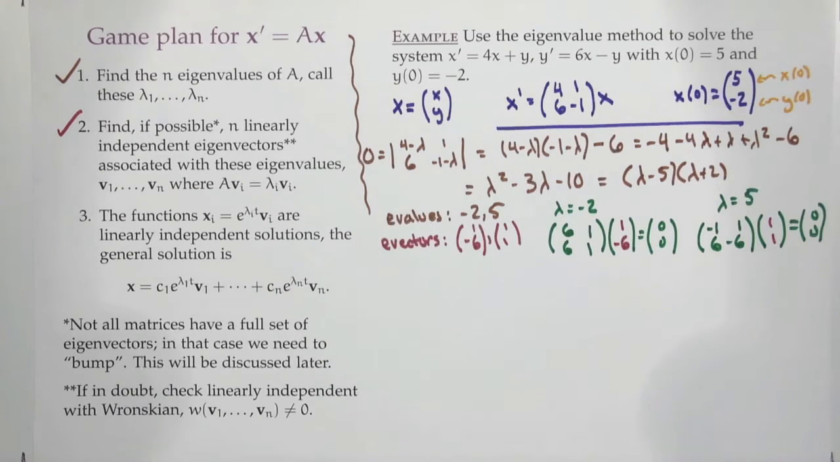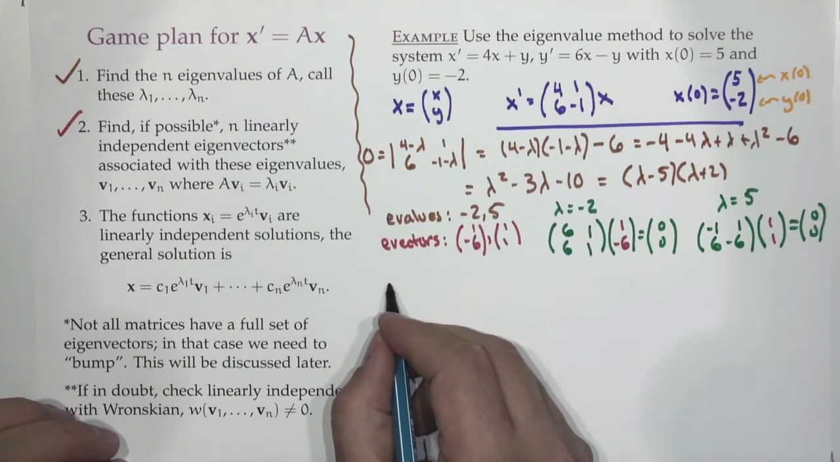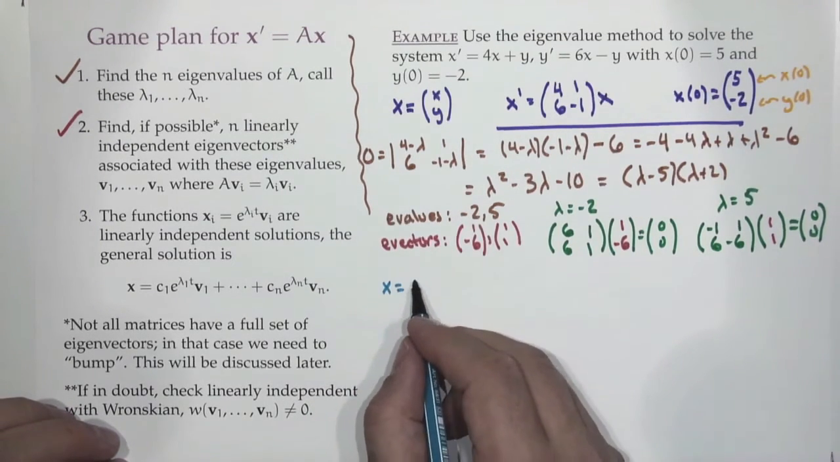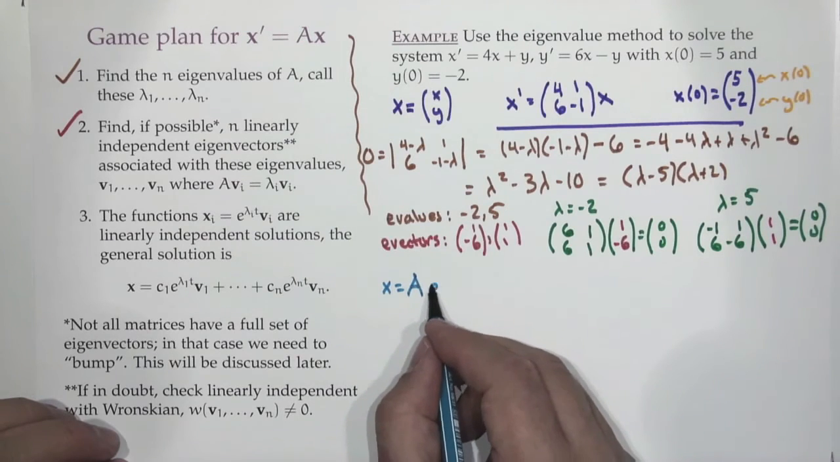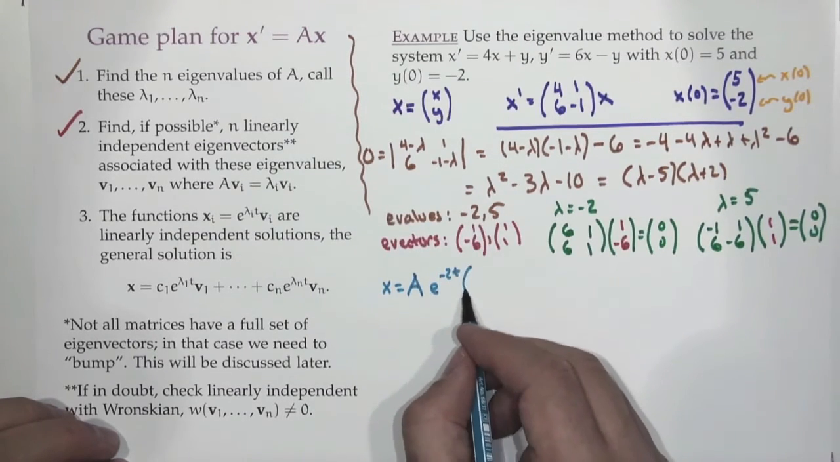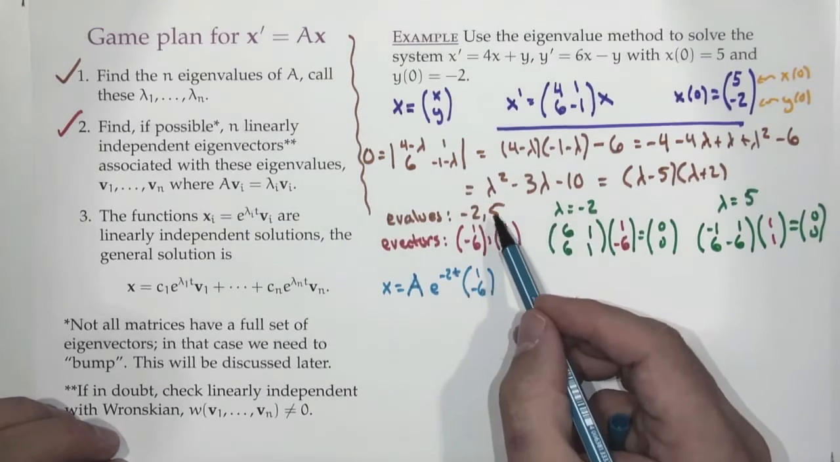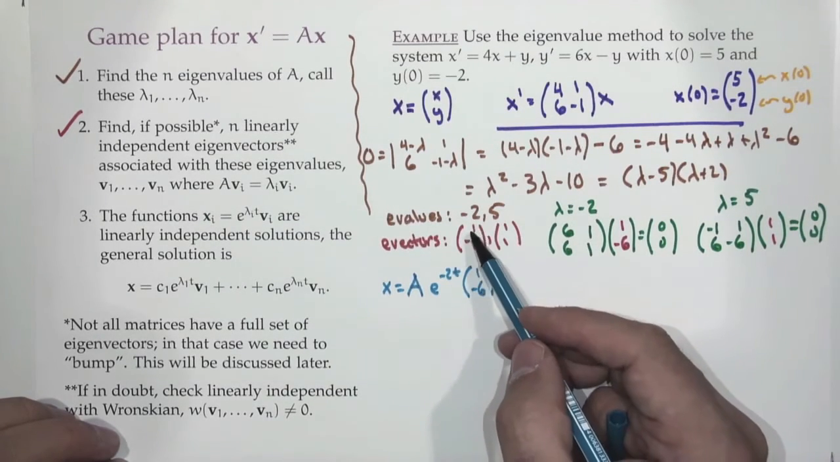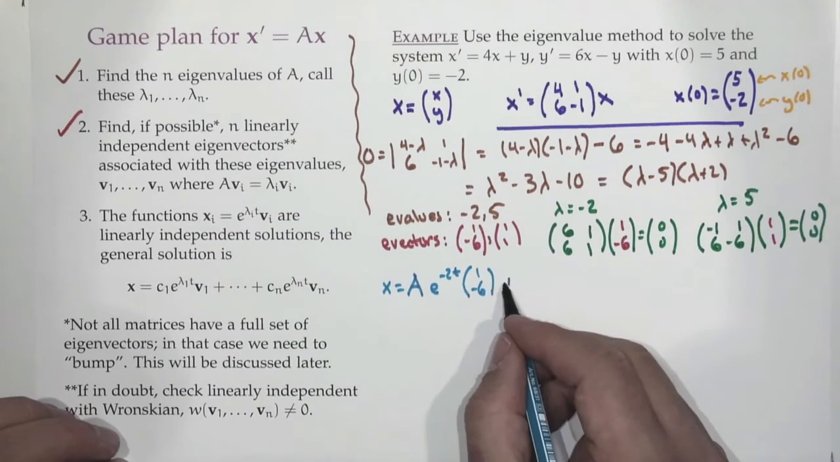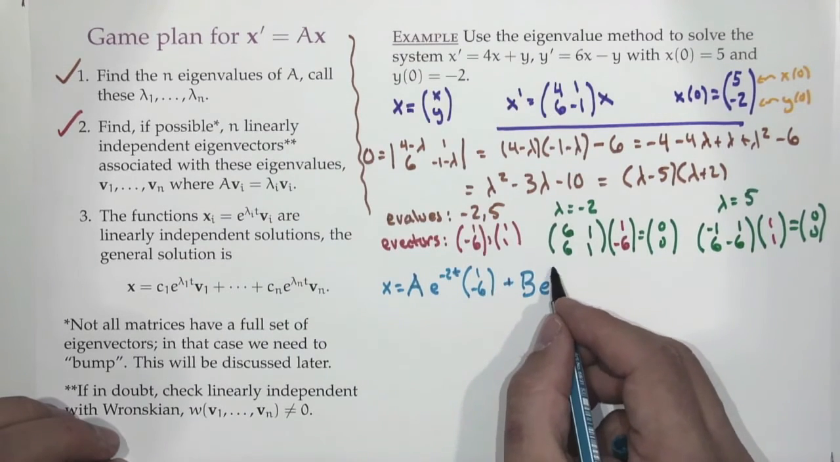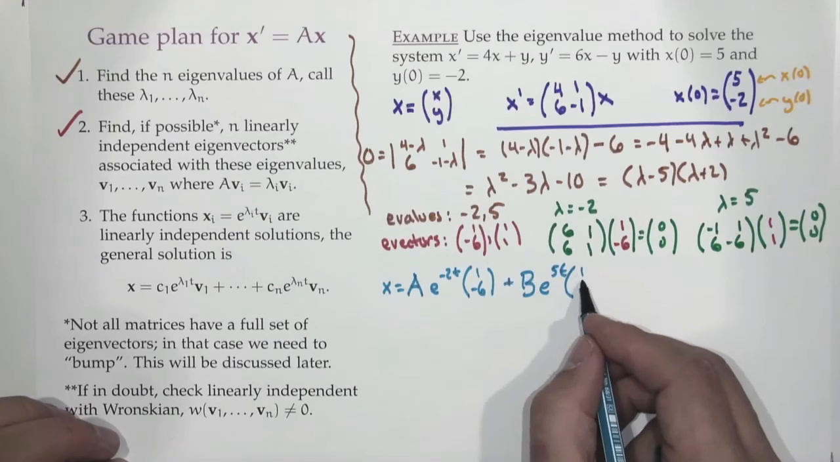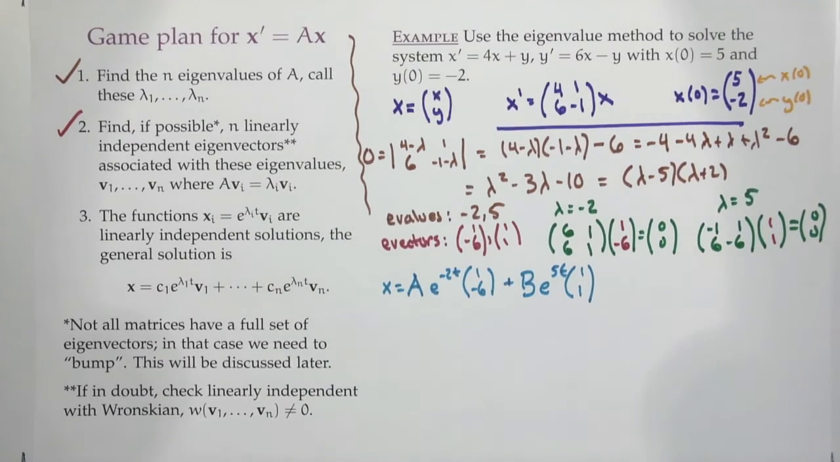Okay, we're making great progress. Now we're ready to do step 3. Step 3 just says the general solution. So we say, okay, some constant, e to the minus 2t, 1, negative 6. So I'm grabbing the eigenvalue negative 2, eigenvector 1, negative 6. Some constant, e to the 5t, 1, 1. Are we done? No. What's missing? Initial conditions.